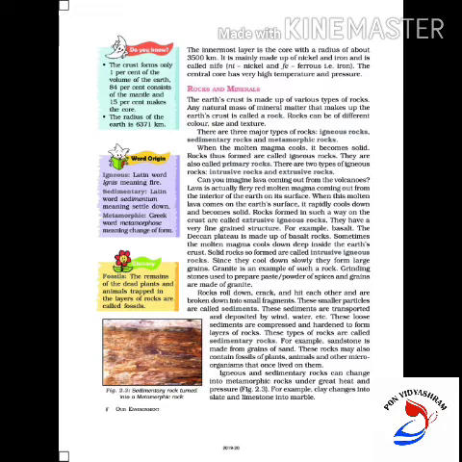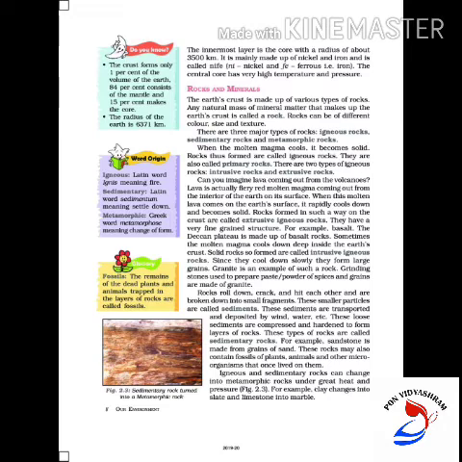Sometimes the molten magma cools down deep inside the Earth's crust. Solid rocks so formed are called intrusive igneous rocks. Since they cool down slowly, they form large grains. Granite is an example of such a rock. Grinding stones used to prepare paste or powder of spices and grains are made of granite.